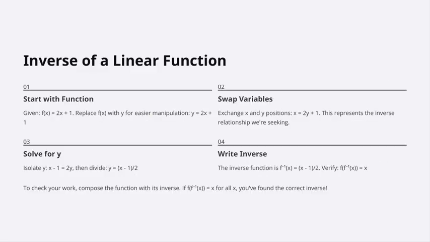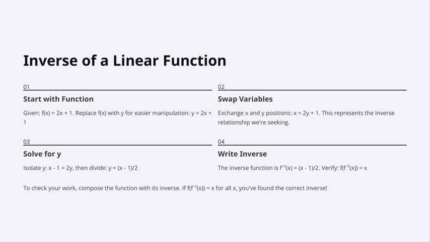Let's start with the original function, which is f(x) equals 2x plus 1. To make it easier to work with, I'll replace f(x) with y, giving us y equals 2x plus 1. Next, we swap the variables to find the inverse. So, we exchange x and y, resulting in x equals 2y plus 1. This step is crucial because it reflects the inverse relationship we're trying to determine. Now we solve for y.